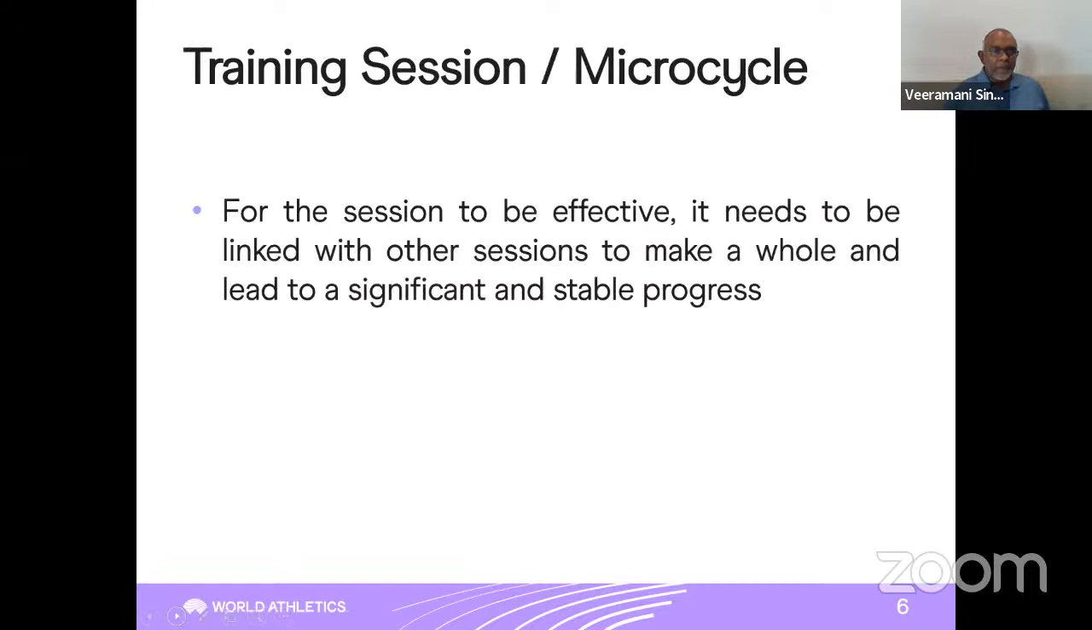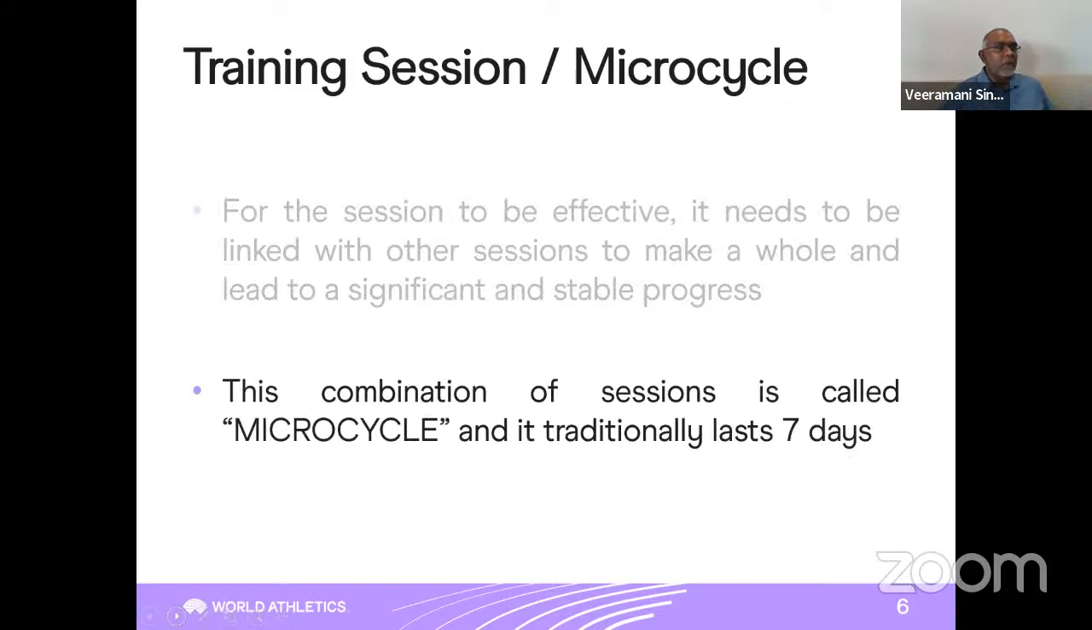So for the sessions to be effective, it has to be linked, like I mentioned earlier, with other sessions to make it as a whole and lead to a significant and stable progress. Always it's important. We are talking about long-term athlete development. So again, it's not a hurried process. It should be a stable, gradual process that we want to have. So this will create what we call a significant and stable upward trend of development that we want to have through our session planning.